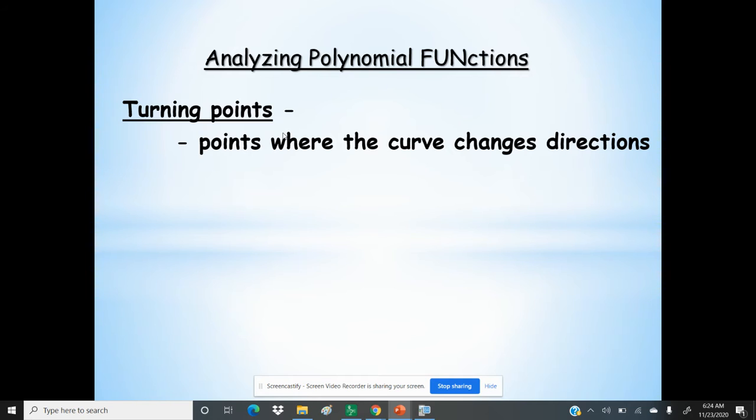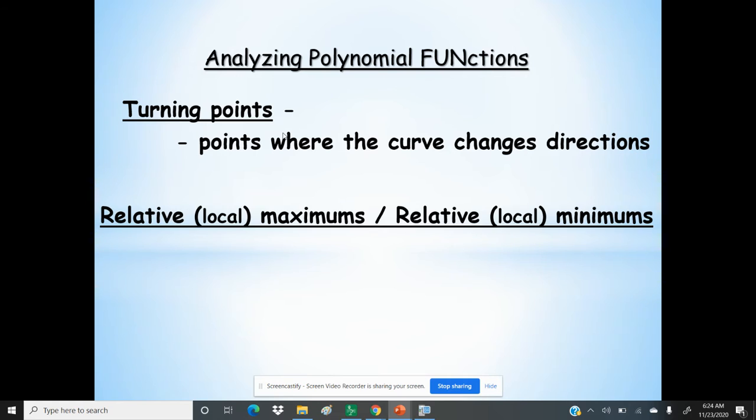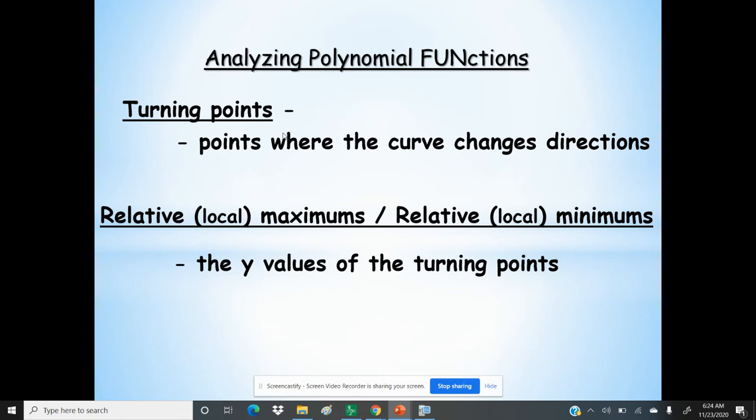So this is very similar to the vertex of a parabola, except that now you might have more than one. You might have several turning points. And turning points are always listed as an XY pair. Then we have relative, or sometimes it's called local, maximums and minimums. These are defined as the y values of those turning points. So it's important that you remember that the relative mins and maxes are only y values.